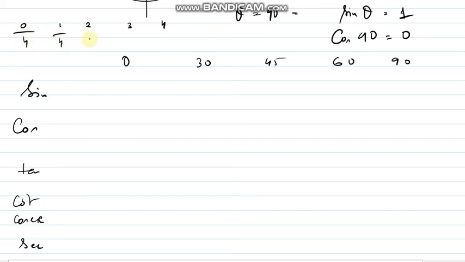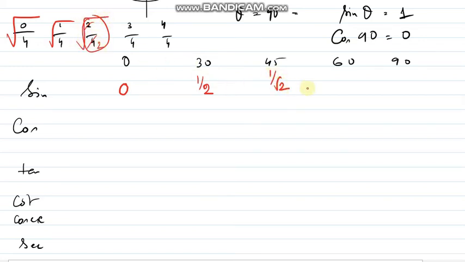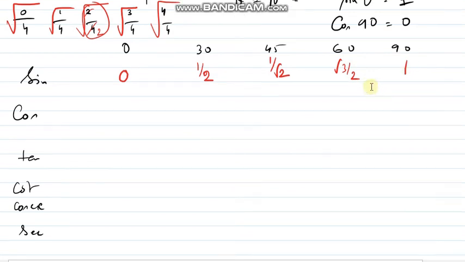If I divide them by 4, I will get these values, and then I am going to take their root. What is the root of 0 by 4? That is 0 only. So that's the value of sine 0. Root of 1 by 4, that is 1 divided by 2, right? 2 by 4 is 1 by 2. If I take the root of this, that will be 1 divided by root 2. Root of 3 by 4, that is root 3 by 2. And root of 4 by 4, that is 1. These are the values of sine.